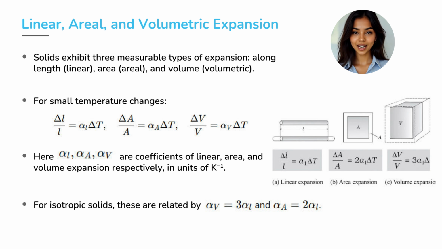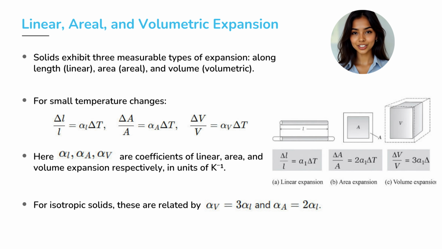Now let's understand how this expansion happens in different dimensions. If a solid rod is heated, it can expand in one direction, along its length, in two directions, across its surface area, or in all three directions throughout its volume. These are called linear, areal, and volumetric expansions respectively. For small temperature changes, the fractional increase in dimension is directly proportional to the temperature change. We express this using three equations.